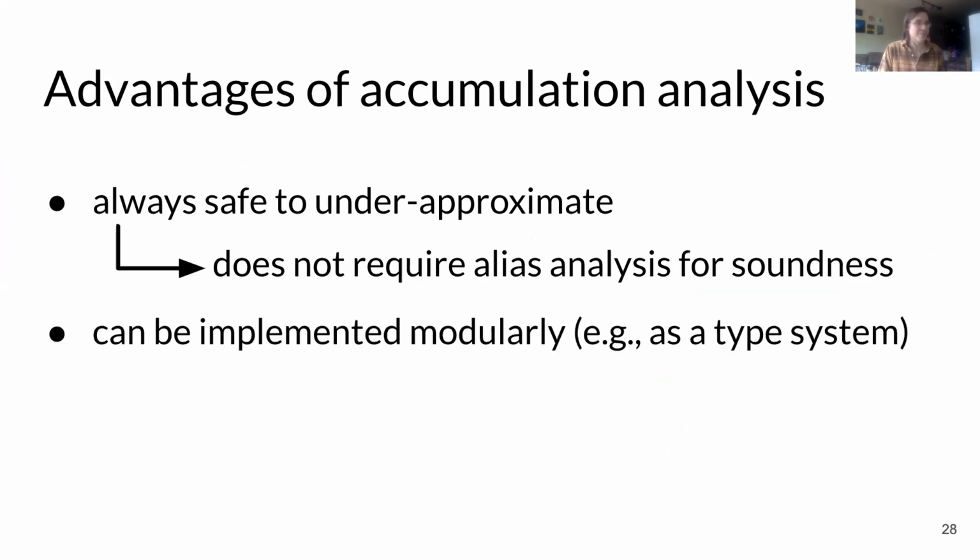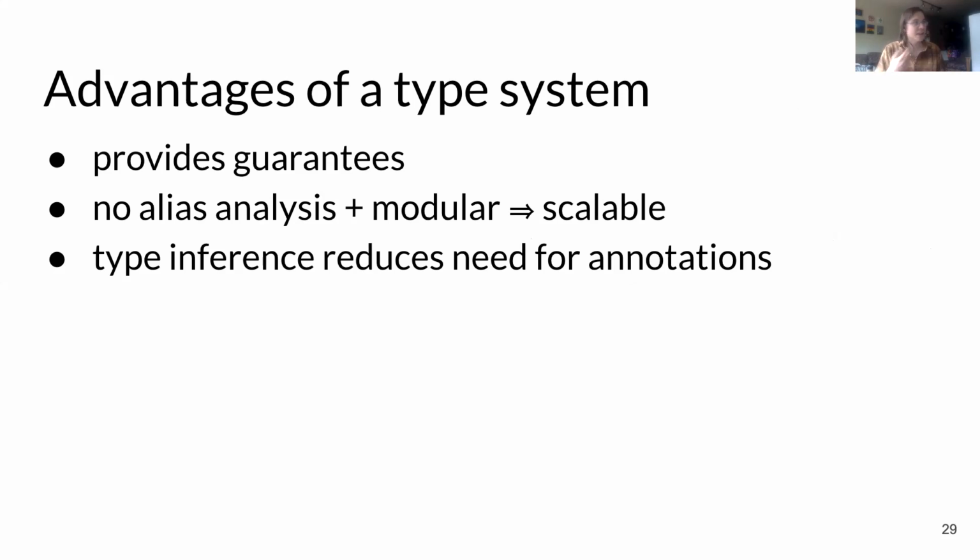And that allows us to implement this modularly, as a standard type system layering on top of the host language. As a type system, we get some neat advantages. We still get the same kind of soundness guarantees as the full type state analysis, but we don't have to run a full alias analysis, and we can be modular, which means that we are much more scalable. We can run on huge amounts of code much more quickly than a standard type state analysis. And then we can use all the standard tricks from the type system book to reduce the need for human written annotations and so on.